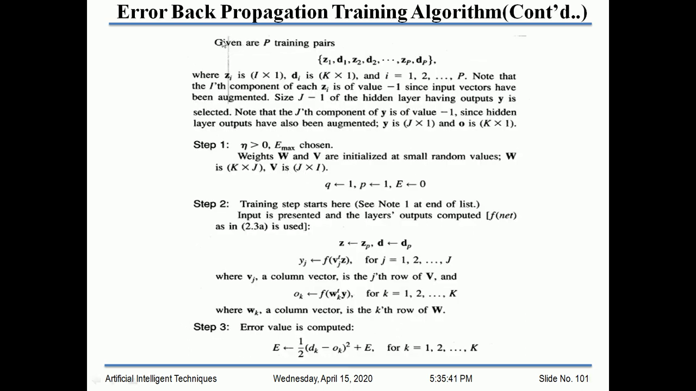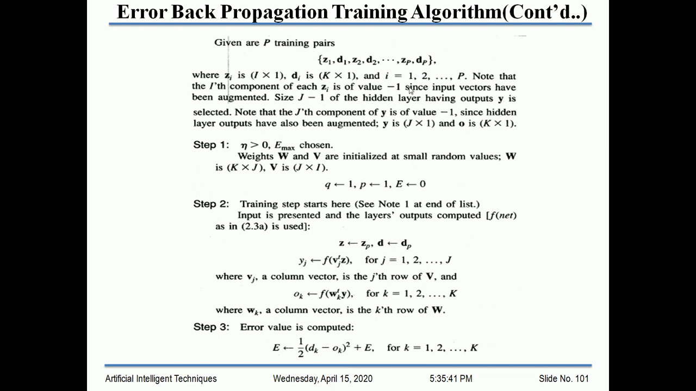See here, there are p number of training pairs. What are training pairs? A training pair is nothing but an input and the corresponding desired output. How do I represent input? Input is represented by Z and desired output is represented as D. So Z1, D1, Z2, D2 and so on up to ZP, DP. That means for p number of inputs, there are p number of desired outputs. So you have p number of training pairs, and that p is represented as capital P.